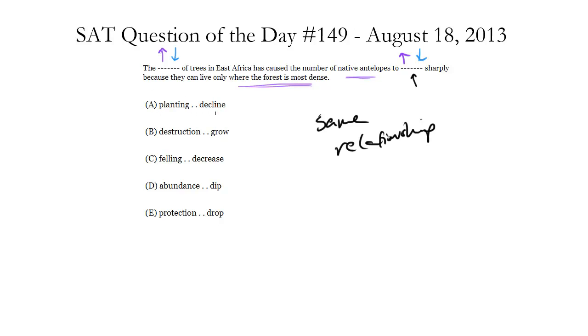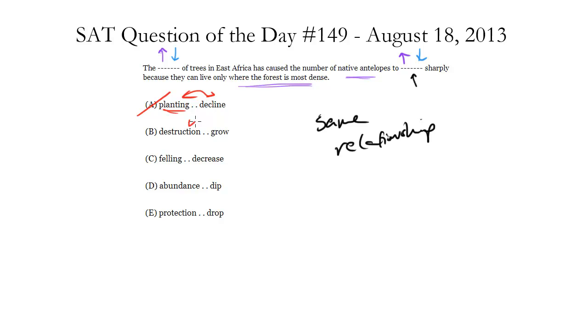A, planting and decline. So be very careful. A lot of people might pick A just because they say, oh, the planting of trees. Yeah, that works. But be very careful, because why would the planting of trees cause the antelopes to decline when more trees would presumably give them more space for habitat, which would presumably lead to an increase in antelopes? So this is actually not right. And notice these two have an opposite relationship with respect to the blanks.